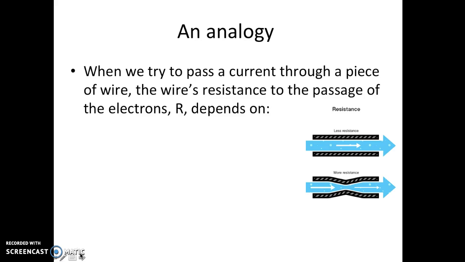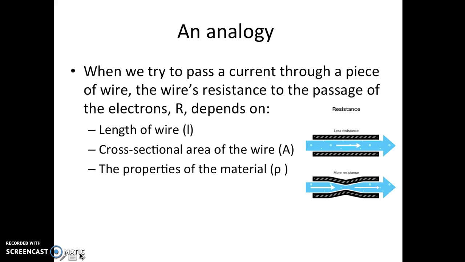Now, when we try to pass current through a piece of wire, the wire's resistance to the passage of electrons, R, depends on three things: length of the wire, cross-sectional area of the wire, and the material property of the wire, that is resistivity, ignoring temperature for now. So I'm going to pause quickly and ask you if you can remember the equation that links these three properties. Okay, so hopefully you remembered that the equation that links these properties is, of course, resistance equals resistivity times length divided by cross-sectional area. That was just a brief revision because it's useful.